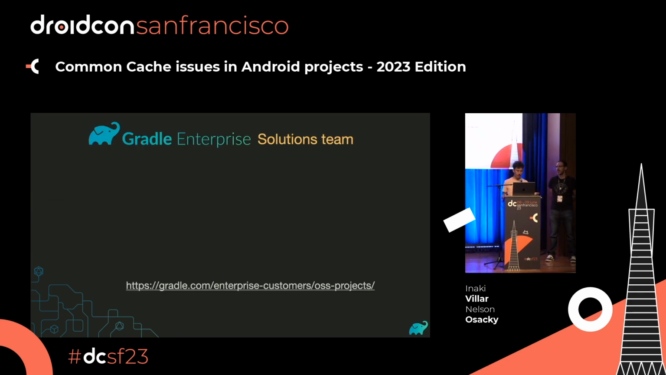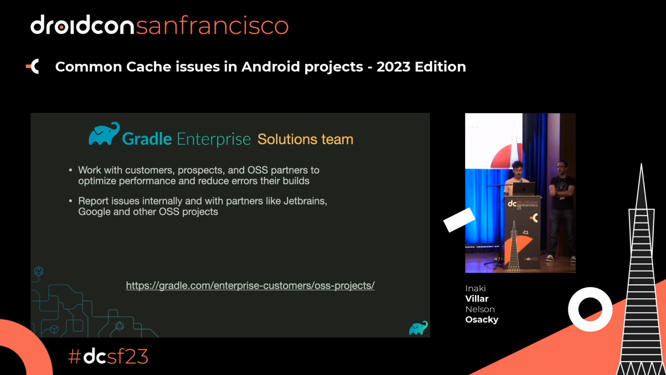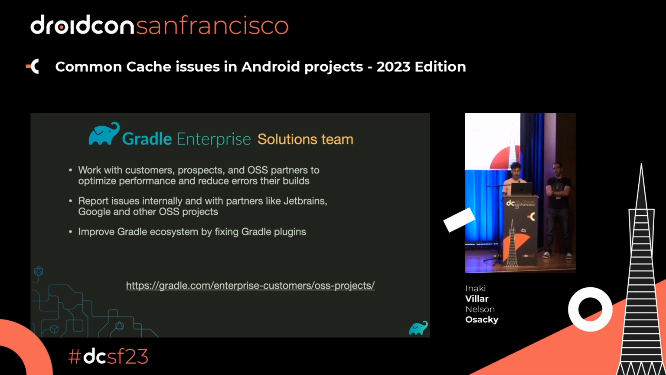A little bit of what we do on the solutions team, because I think most people here are Android developers. On the solutions team, we work with customers, prospects, and open source partners to optimize their build performance, reduce errors, and generally help them out in whatever they need. We also report issues internally and with partners like JetBrains, Google, and other open source projects, and we also go in and fix those issues. If it's, for example, an open source plugin on GitHub, we'll submit a pull request. And then we also work on tools to improve the customer experience: scripts, samples, code like that.